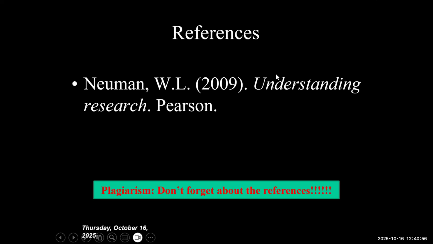So that's it for the research proposal. And these are the references that were used. You can look for the book by Neuman, 2009, Understanding Research, and you can get a lot from it. The last one is plagiarism. Don't forget about the references. Every proposal that you write, the template that was given to you includes that as well. So never ever forget about the references.